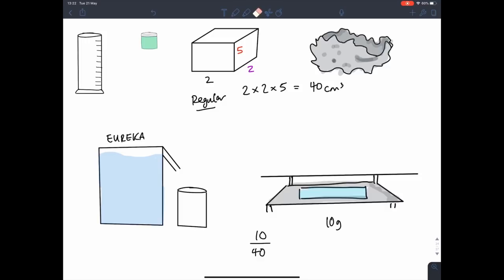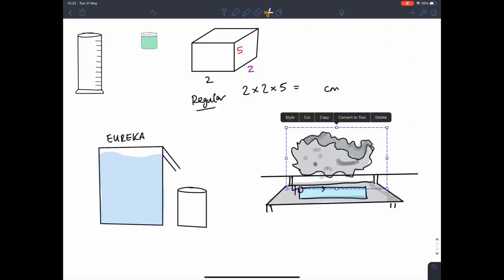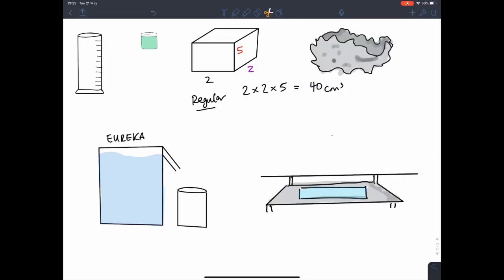Now, what if the object is not regular? So let's say it hasn't got a regular shape. Like, let's say it's this rock over here. Now, this rock, we can work out its mass easily. Again, just like before, we put it on the weighing scale and we can work out what the mass is. But what about the volume? Because unlike the square box, the rock doesn't have regular sides.